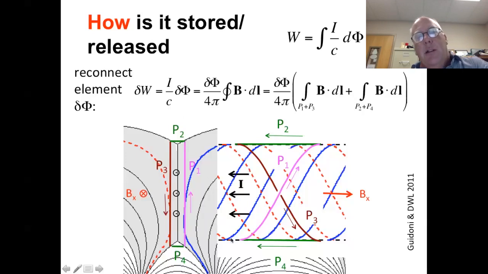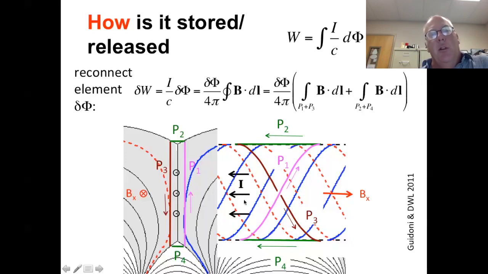Those blue field lines are no longer just going up. You'll see they're going up and to the right. The red field lines are going down and to the right. The guide field is to the right. The current is now flowing to the left in this view. So this is an orthogonal view of the same current sheet.